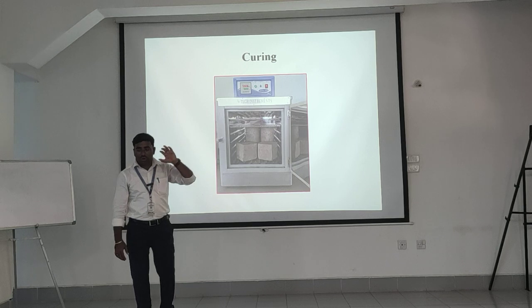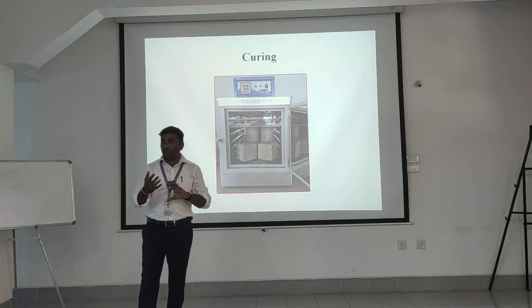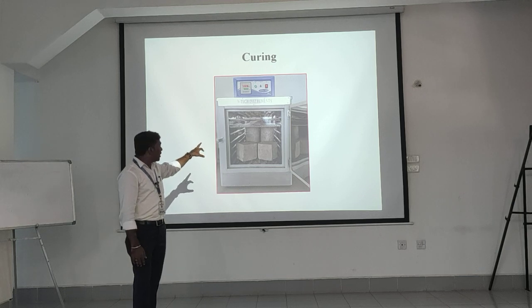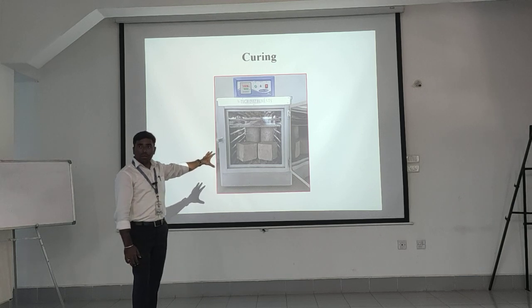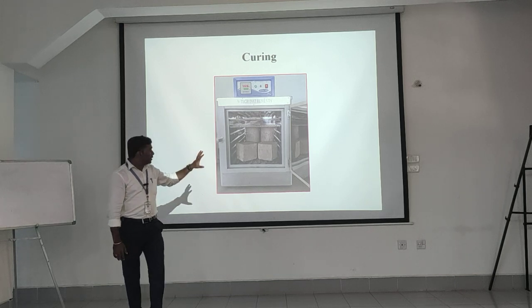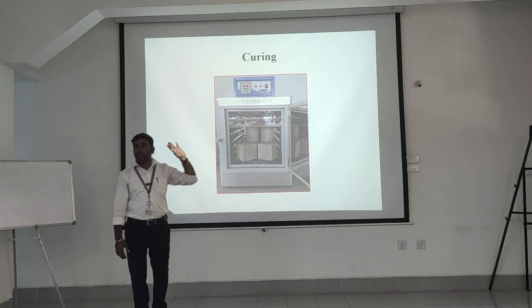In conventional concrete, the method of curing is pond curing. But here the curing method is oven dry curing, or steam curing. Here we have to maintain the temperature at 60 to 90 degrees Celsius.